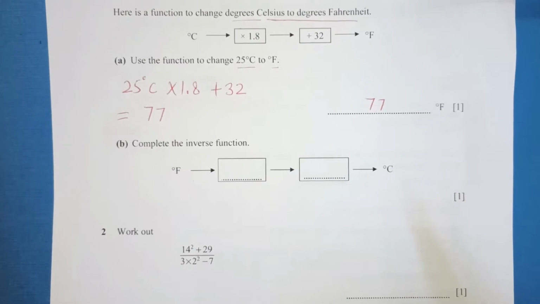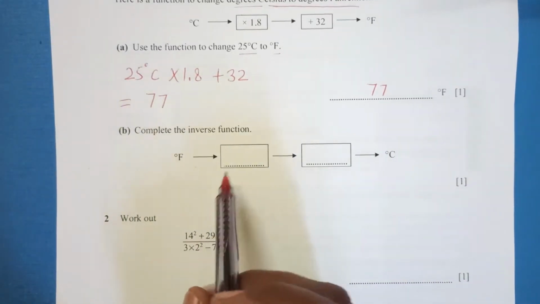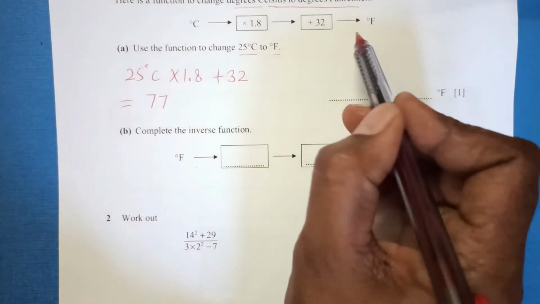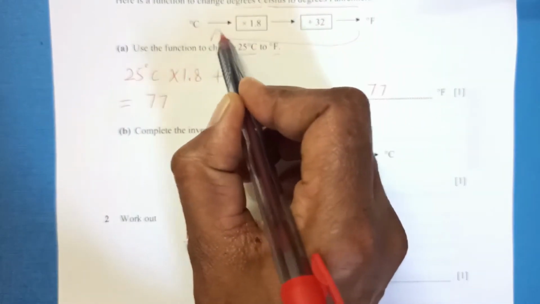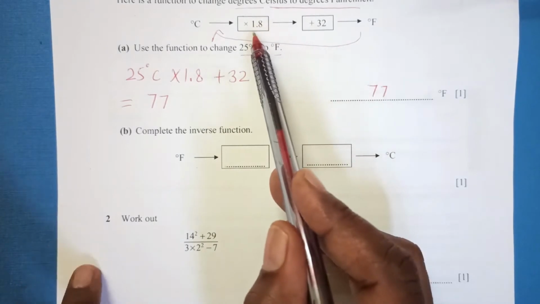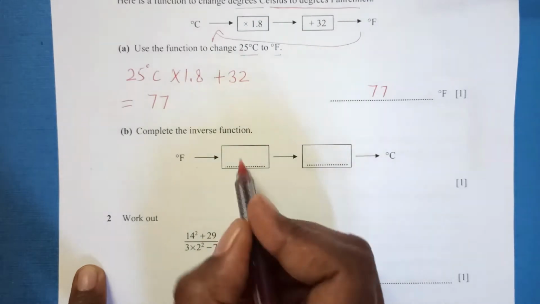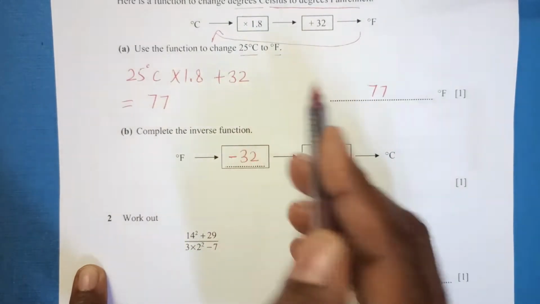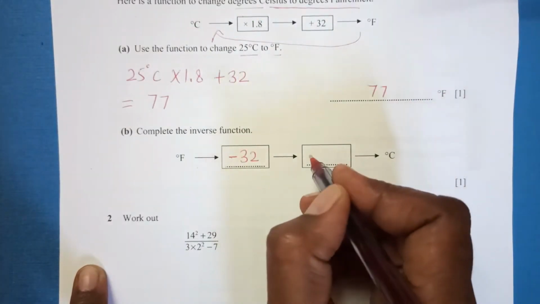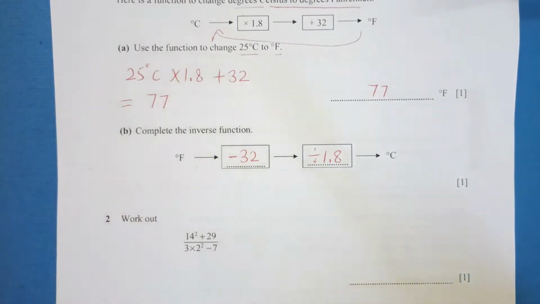Part B, complete the inverse function. So we have this inverse function. The same rule we will be using here, from Fahrenheit to degree Celsius. So we are going from here this way. You can see first it was times, then it was plus. So now we are going back, so we will subtract. It will be minus 32, and the reverse operation of multiplication is division. So divided by 1.8. So this is the inverse function.